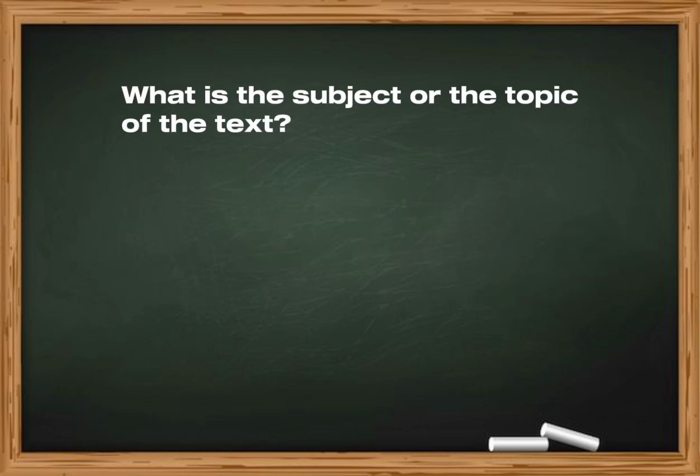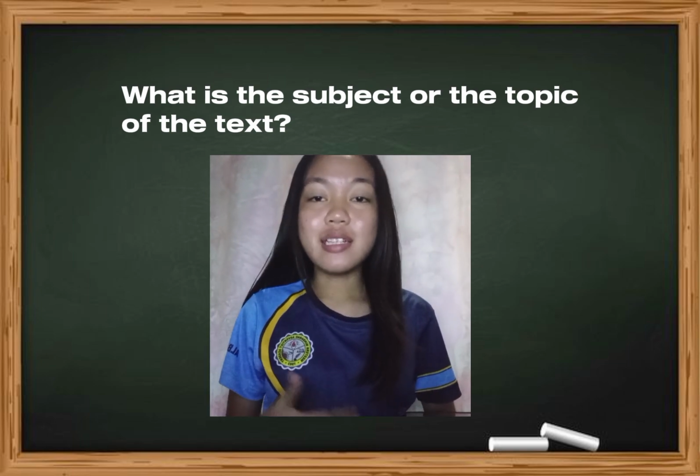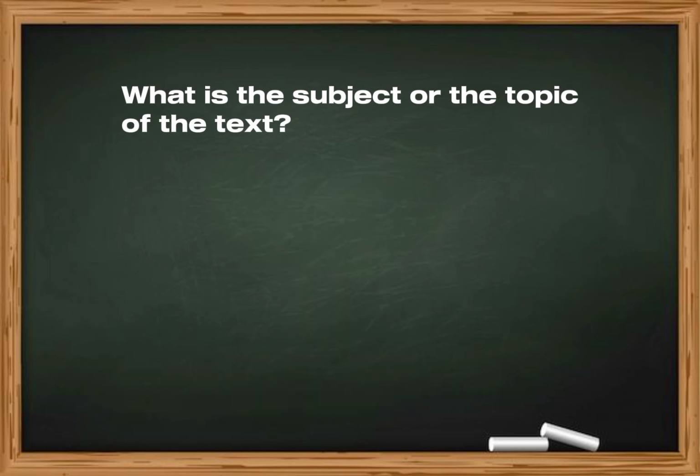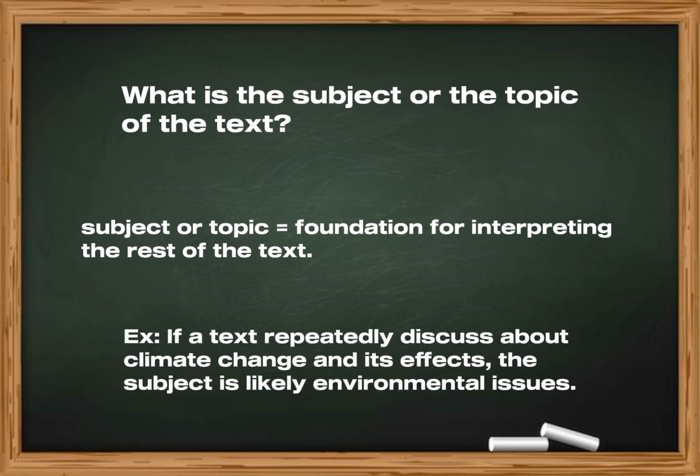What is the subject or the topic of the text? This question aims to identify the central theme or main idea that the text revolves around. Understanding the subject or topic is crucial because it provides a foundation for interpreting the rest of the text. For example, if a text repeatedly discusses climate change and its effect, the subject is likely environmental issues.